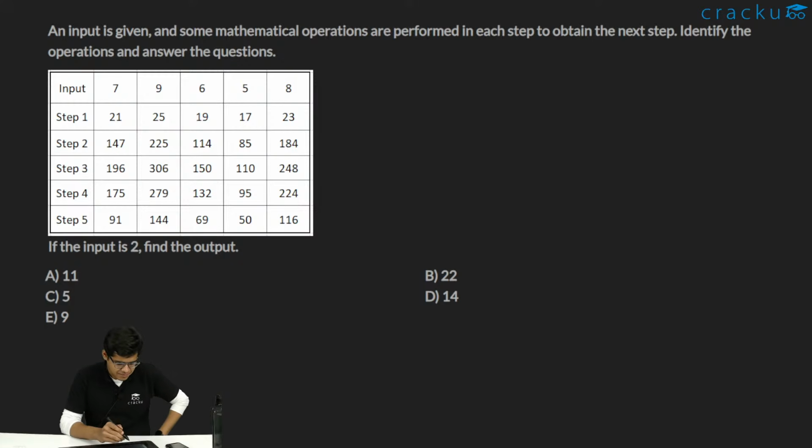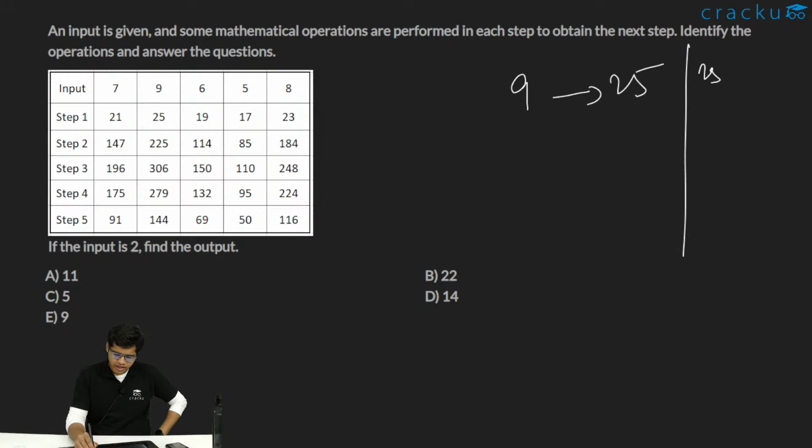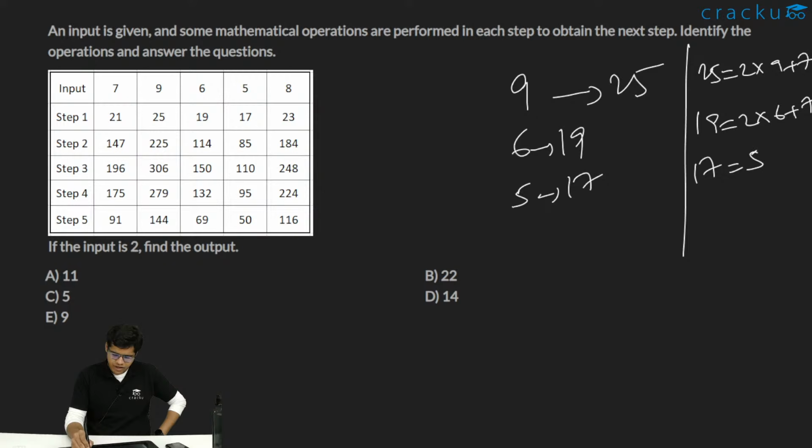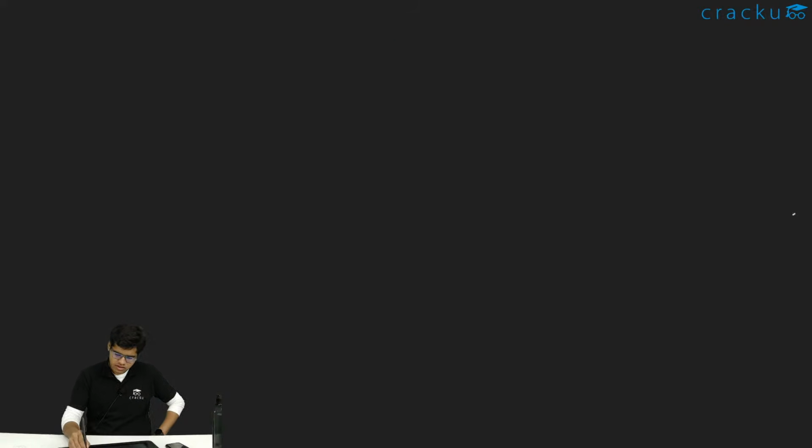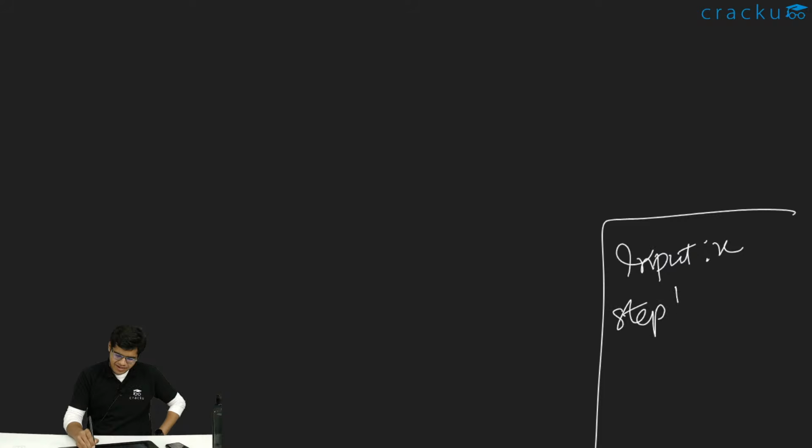Chalo, let's see this. An input is given and some mathematical operations are performed. I can see the pattern in step 1. 9 is getting converted to 25; 25 I can write as 2 into 9 plus 7. 6 is getting converted to 19; 19 is 2 into 6 plus 7. 5 is getting converted to 17; 17 is 5 into 2 plus 7. So if the input is x, step 1 is 2x plus 7.